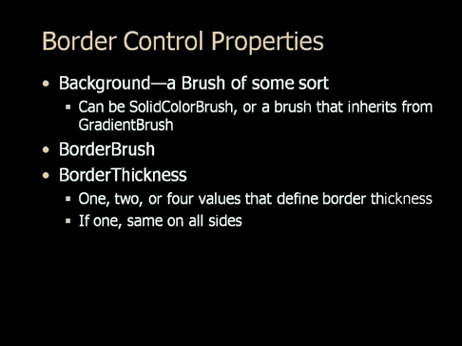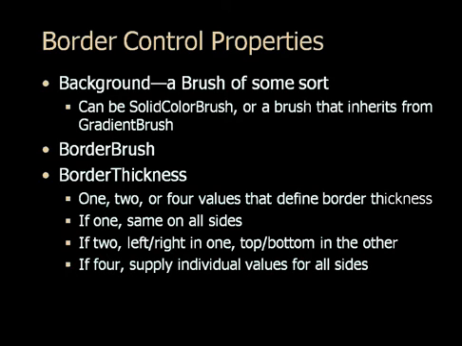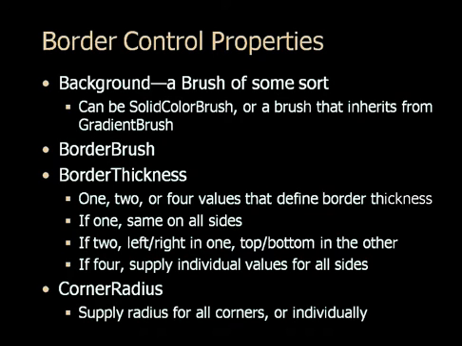This border thickness property works much like the margin property you've seen on other controls. You can specify 1, 2, or 4 values. If you specify 1, you get the same border on all 4 sides. If you specify 2 values, you specify the thickness for the left and right in the first value, and the thickness for the top and bottom in the other. If you specify 4 values, you're getting a different border thickness on all 4 sides. You can specify the corner radius property, which allows you to specify a radius for all 4 corners or individually. So you could have a different rounded radius on each of the 4 corners if that's what you wanted.